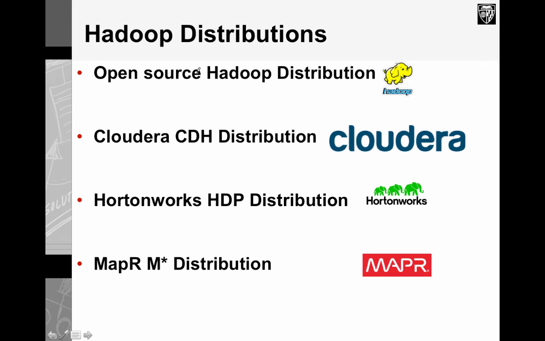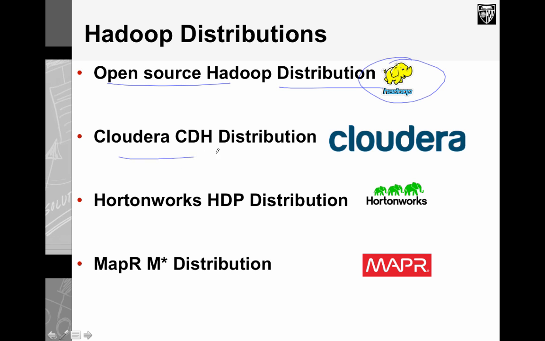In terms of Hadoop distributions, there is of course the open source Hadoop distribution, which is found at hadoop.apache.org. But then there are other commercial distributions. The commercial distributions are really companies that have taken the open source distribution. They don't really charge you for the Hadoop software because it's open source software, but provide you support.